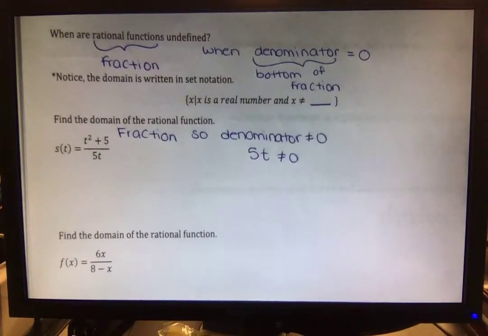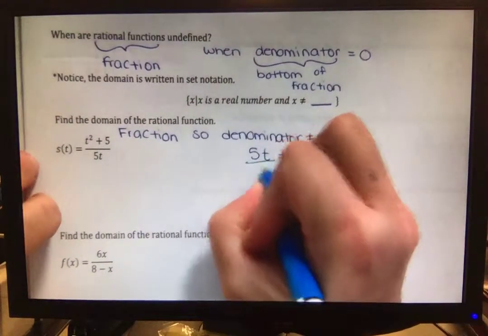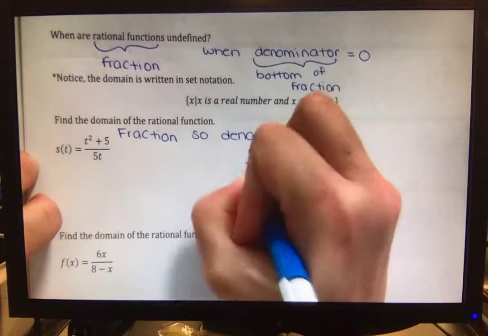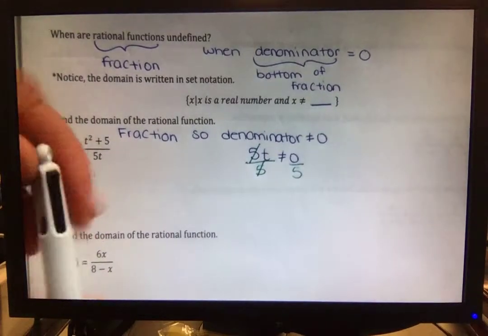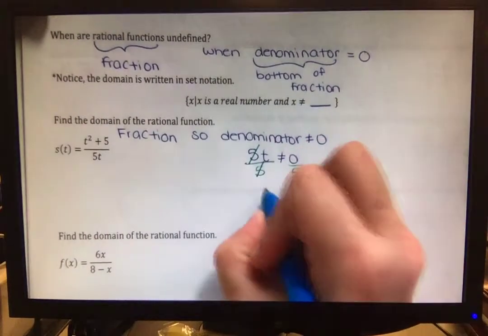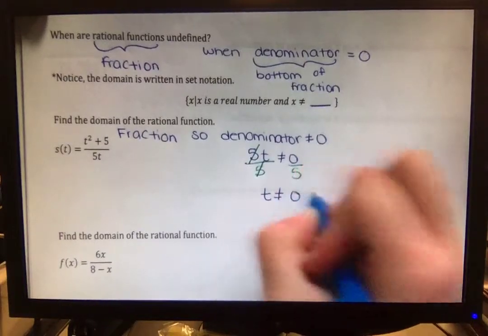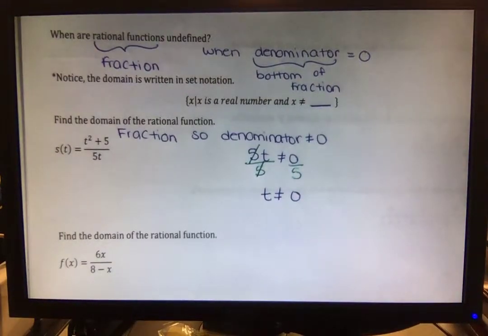We're trying to solve for t, get t by itself. How do I do that? Divide by 5. So that way 5 over 5 cancel each other out. We're left with t cannot equal 0. So putting this in set notation.